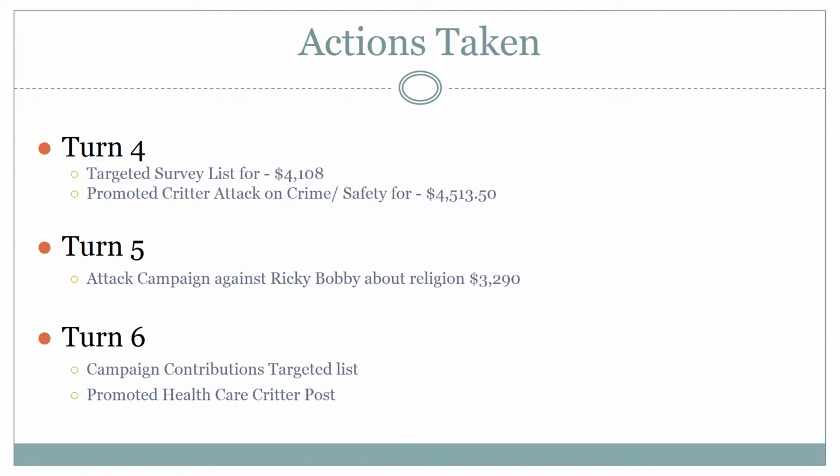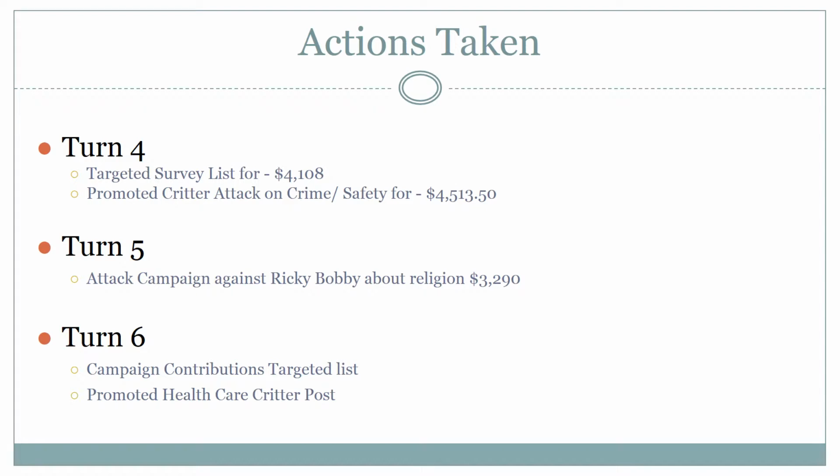During Turn 5, we needed to gain ground in the center and pick up gains in the Northeast and South. We used our targeted lists to focus our attack campaign versus Ricky Bobby on religion at a cost of $3,290. This attack gained 45% effectiveness and negatively impacted Ricky Bobby by 92%.